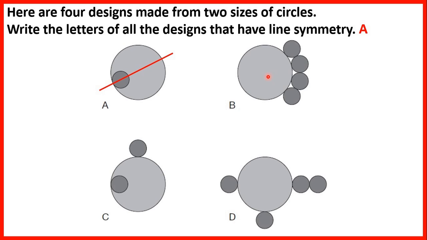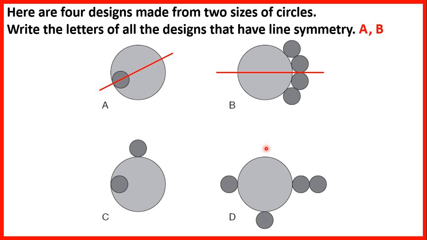And shape B has a line of symmetry here. Again, we have the same reflected on both sides. We could fold one side over so that it completely covered the other side. Shape C and D do not have a line of symmetry.